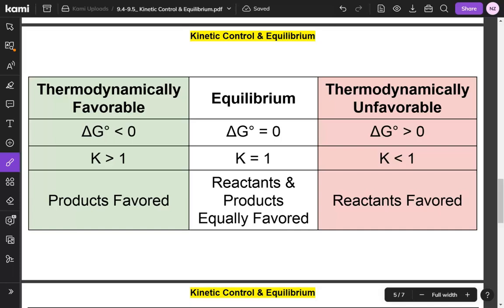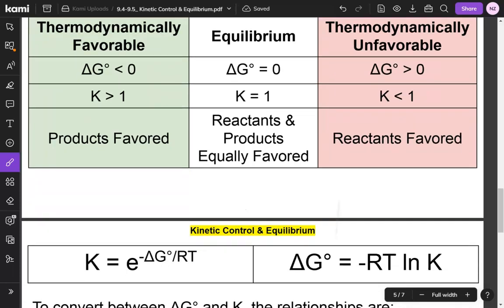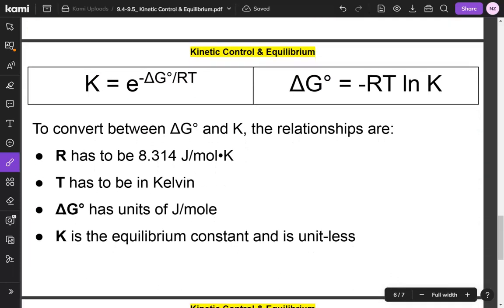And at equilibrium, delta G is equal to 0, K is equal to 1, and that would mean at equilibrium that the reactants and products are equally favored. So at equilibrium, they're going to be produced at equal rates. How many times did I just say the word equal?